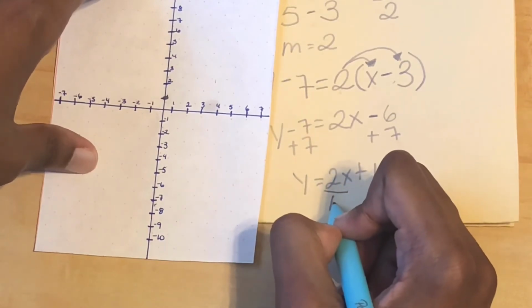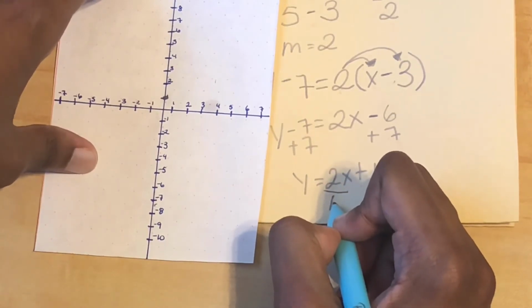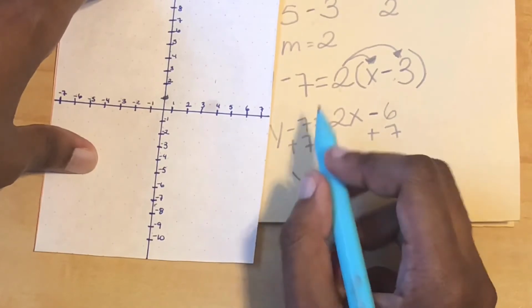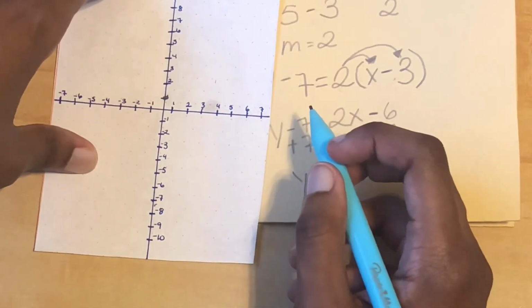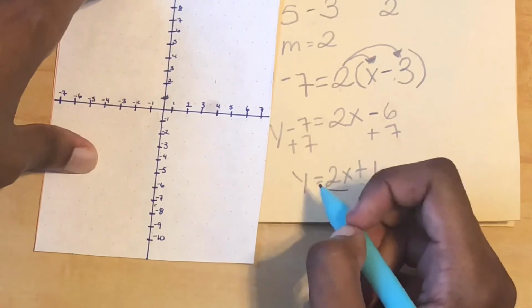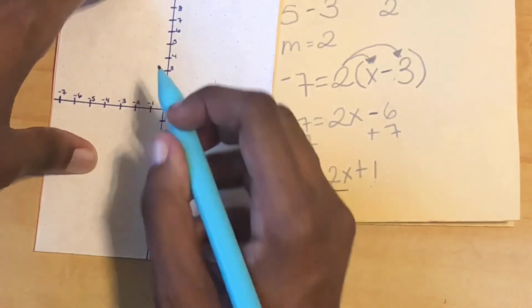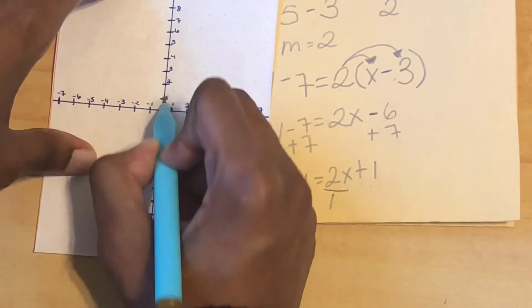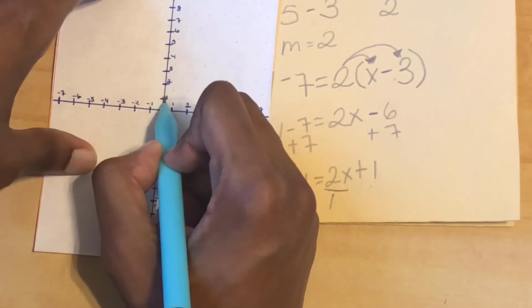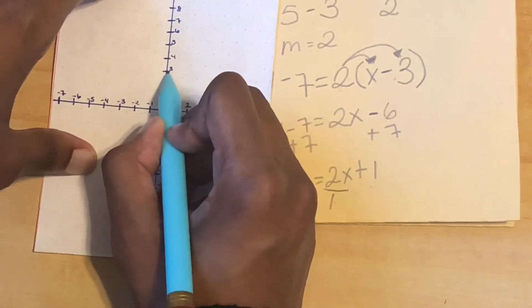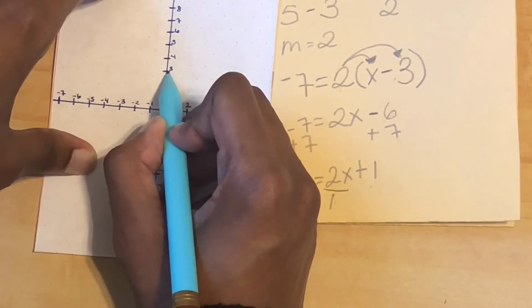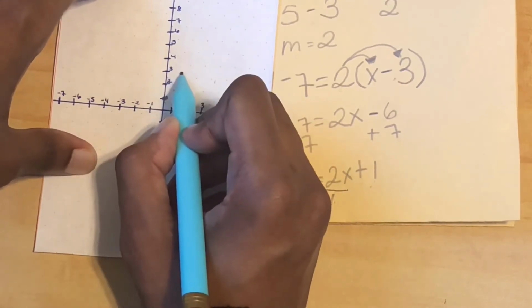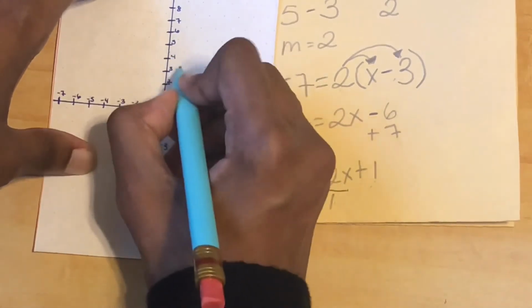Think of it as when you're learning to walk. You have to first rise, so stand up, before you can run or start walking. So that's what we're going to do. So now we're here at 1, and we're going to rise 2. So 1, 2, and we're going to run 1. So now we're going to go over 1. Now I'm going to plot a point.